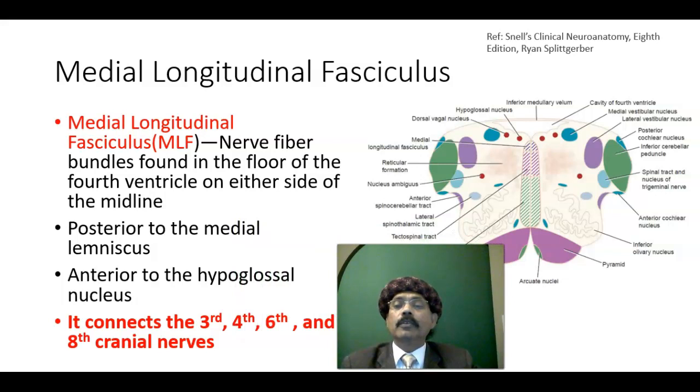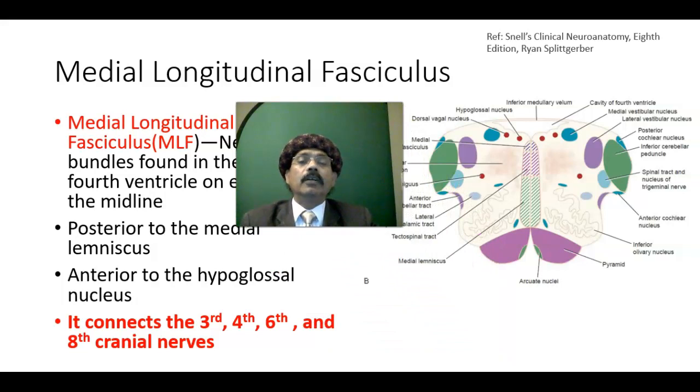So what is the purpose of this? What does it do? It connects the third, fourth, sixth, and eighth cranial nerves. The third nerve, that is the oculomotor nerve. The fourth cranial nerve, the trochlear nerve. The sixth cranial nerve, the abducent nerve, and the vestibular part of the vestibulocochlear nerve, or the eighth cranial nerve. So this is a bundle of nerve fibers which connects multiple cranial nerves, and the third, fourth, and sixth nerves are essential for the movement of the extraocular muscles.